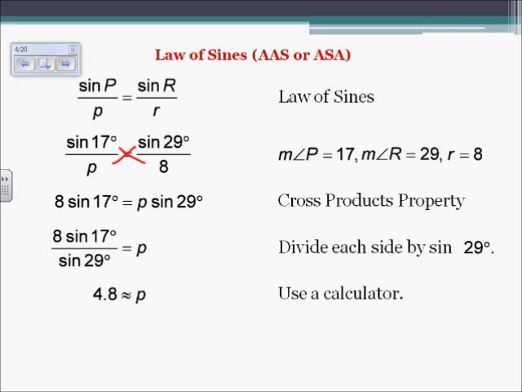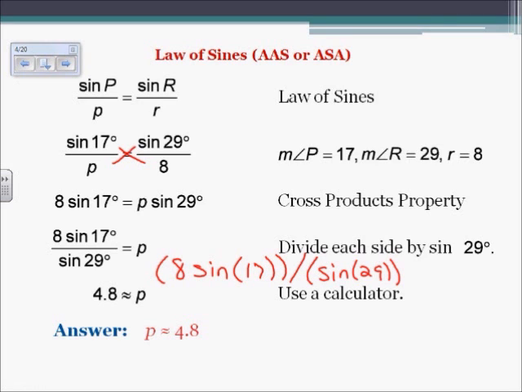Now, typing this into our calculator may be tricky at first. Here's the parentheses sequence that we'll need. Parentheses, 8 sine, open its own parentheses, 17, close the parentheses for the sine, close the parentheses for the numerator, division, parentheses, sine, open its own, 29, close, close. If you type that into your calculator, you will not have any errors, and you'll end up with 4.8 for p. Again, repeating the answer, 4.8. So that is using and applying the law of sines.